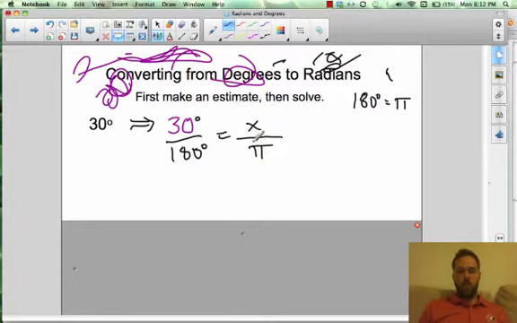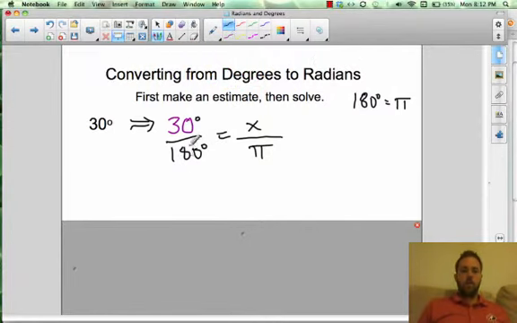So whenever we set up a proportion, when we're converting from degrees to radians, 180 degrees must be in the same respective position as pi. So if we put 180 degrees in the denominator on the left side of our proportion, then we put pi in the denominator on the right side, and vice versa. We could write this proportion as 180 divided by 30 equals pi over x. So if we put 180 in the numerator, then we would also put pi in the numerator.